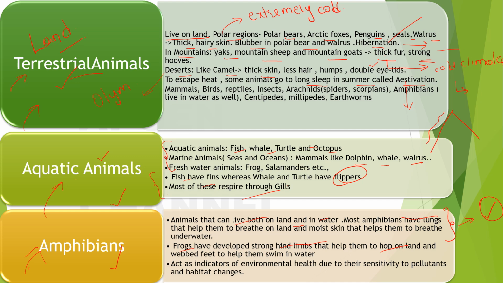Where else can you find webbed feet? Do you remember? In ducks you can find webbed feet, right? And amphibians also act as indicators of environmental health due to their sensitivity to pollutants and habitat changes. This we have already seen, right? About the dolphins, how dolphins act as ecological indicator for marine pollution. In the same manner, amphibians also will act as some sort of indicator of environmental health.